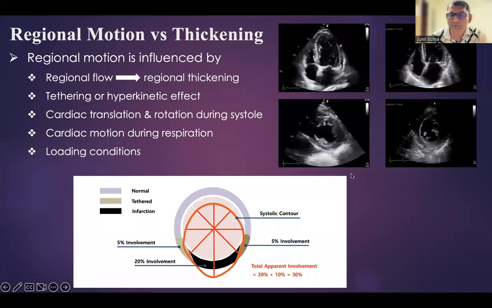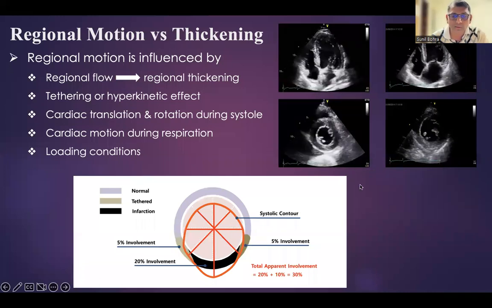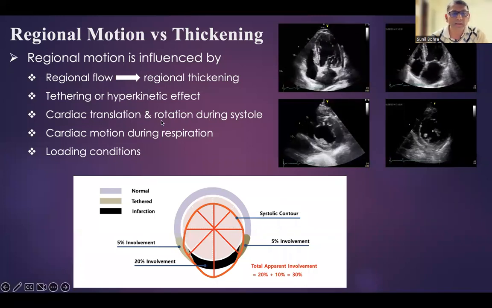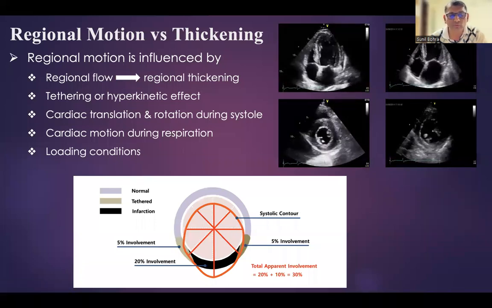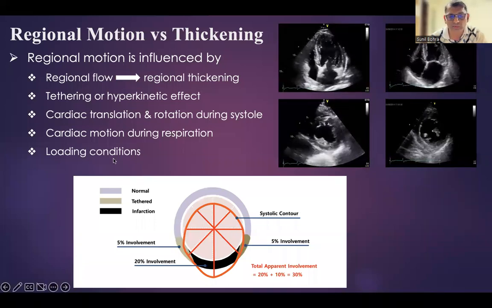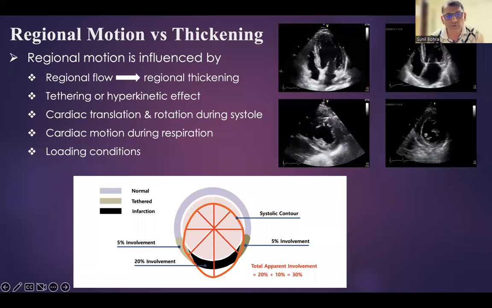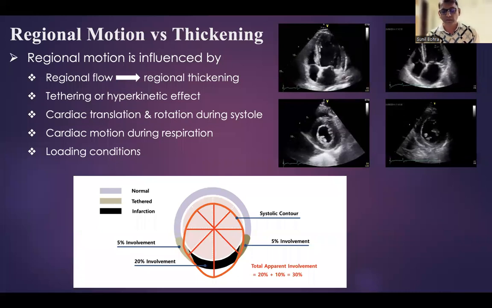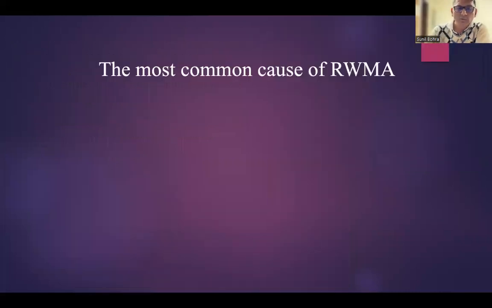Suppose the patient is tachycardic. Again, it is very, very difficult for a novice to detect the wall motion abnormality. Again, the cardiac translation and rotation during systole affects the regional motion, and the cardiac motion during respiration also affects the regional motion. And loading condition, be it the preload or afterload, again influences the regional motion. So what is the most common cause of regional wall motion abnormality?